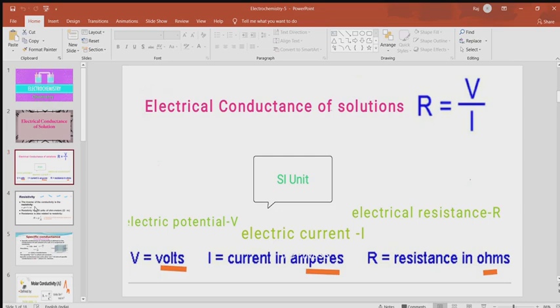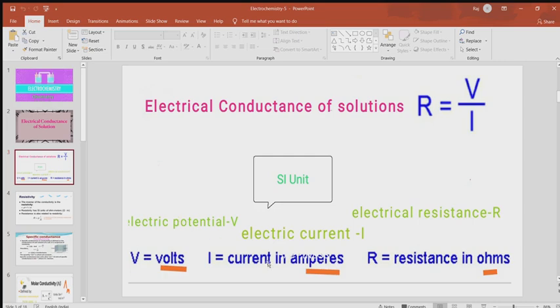According to Ohm's law, the electrical resistance of a conductor to the passage of electric current is the applied potential difference V divided by the electric current I passing through it. So the equation is R is equal to V upon I. The SI unit of electric potential V is the volt.